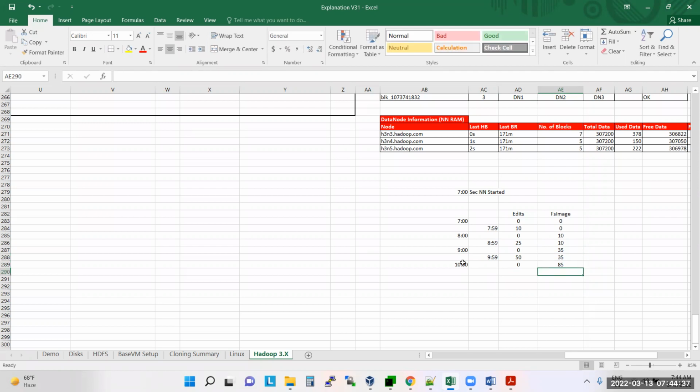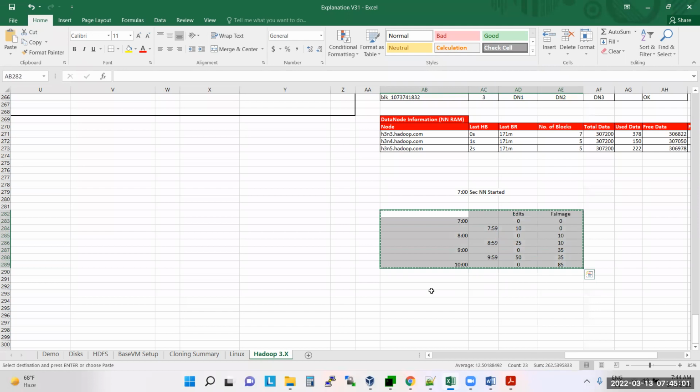Understood. So it means every 1 hour, whatever edits we have will be merged with the FS image. This merging operation is happening only once hourly. Yes or no? Yes, sir. So this is 1 hour. Whatever timing we set, this is the duration. Now I will put the same thing in a different way.